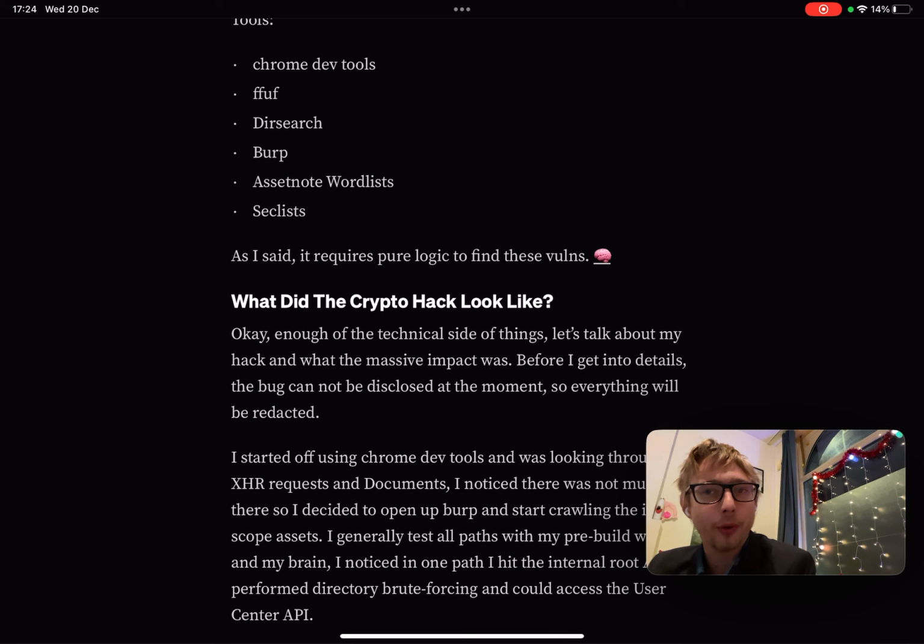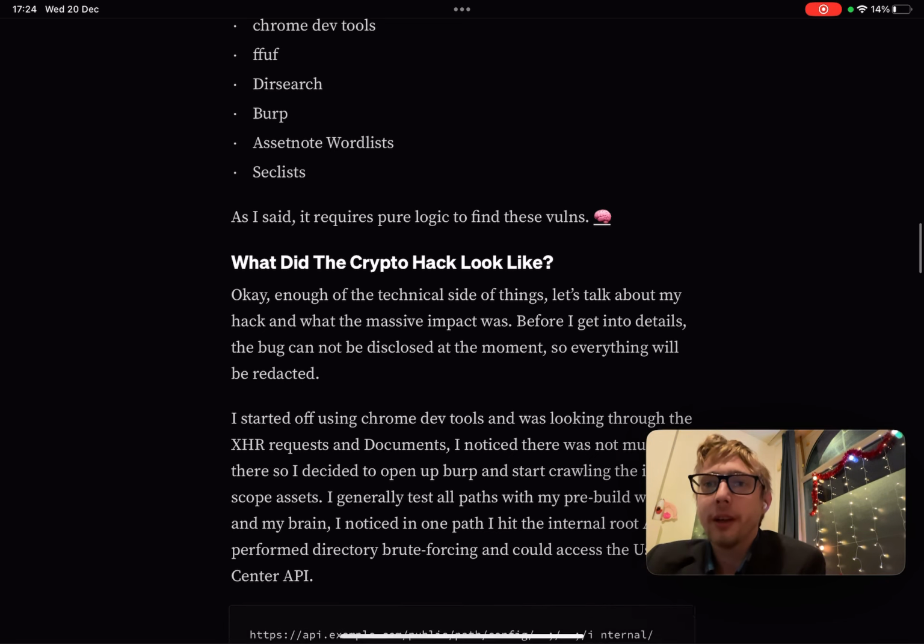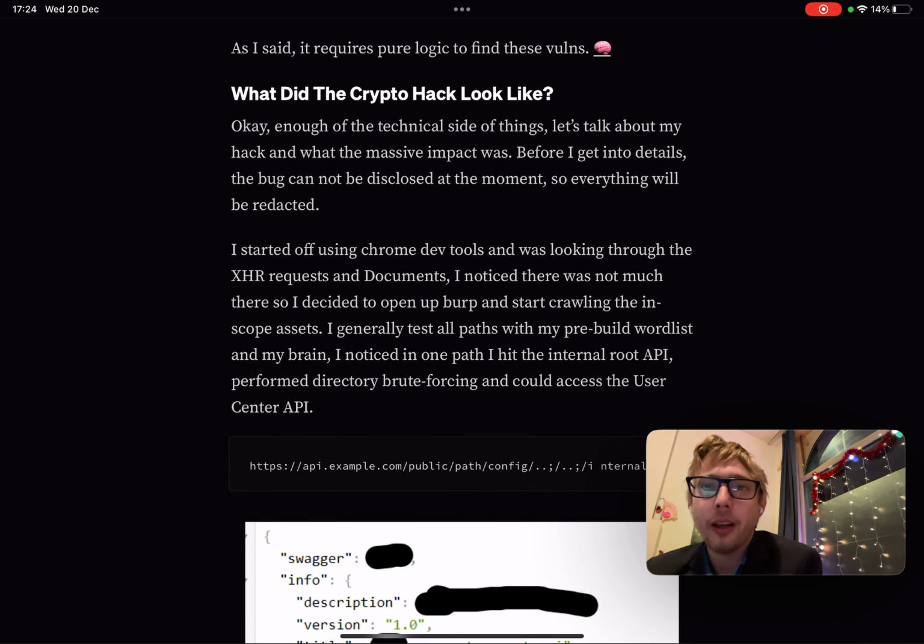What did the crypto hack look like? Okay, enough of the technical side of things. Let's talk about my hack and what the massive impact was. Before I get into details, the bug cannot be disclosed at the moment, so everything will be redacted.